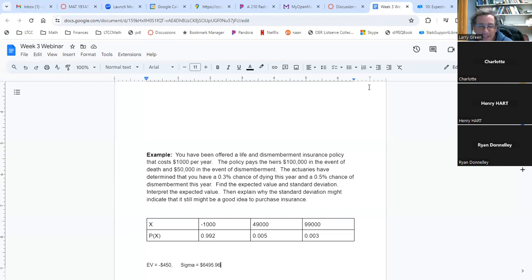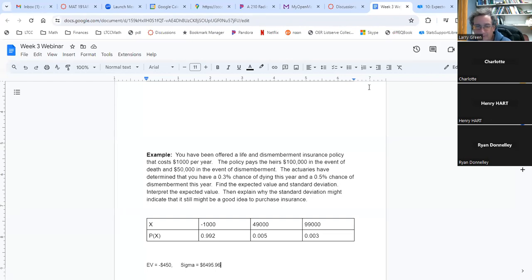Okay, so what do you think? Is this a good buy? Okay, not if you care about the expected value. But of course it's going to be negative, because it's an insurance company. They need to make money. If it was positive, they would never sell it to you. Do you see that? That's how all insurance is. It always has to have a negative expected value.